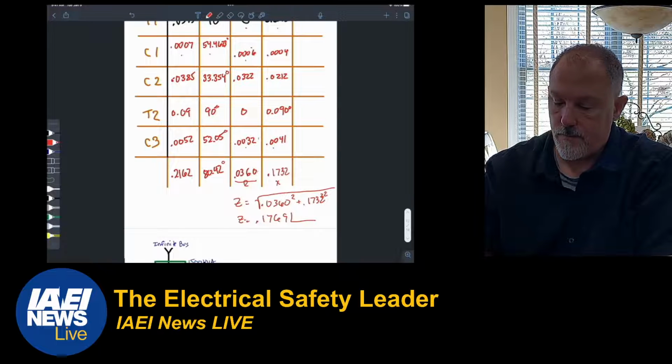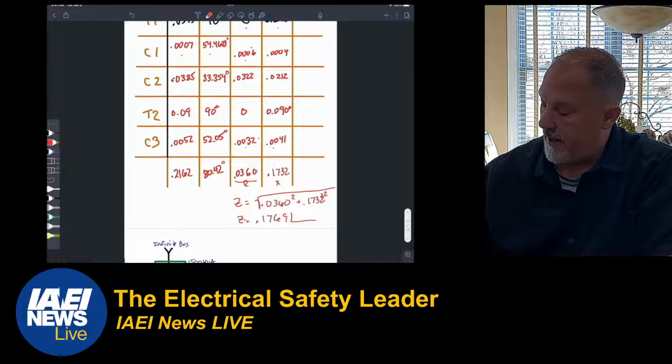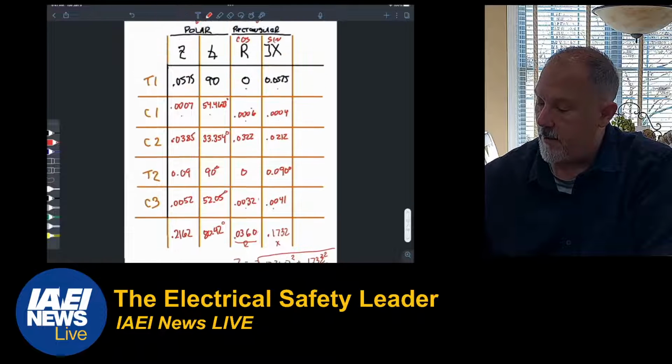0.1732 divided by 0.036, inverse tangent, 78.2581, 78.26 degrees. Now I'm going to use my calculator.